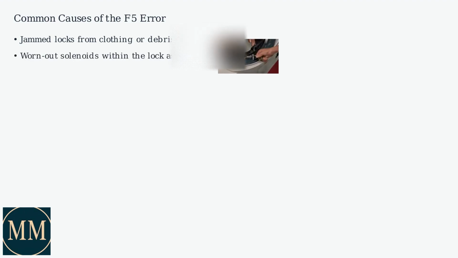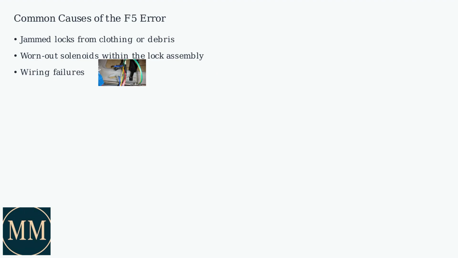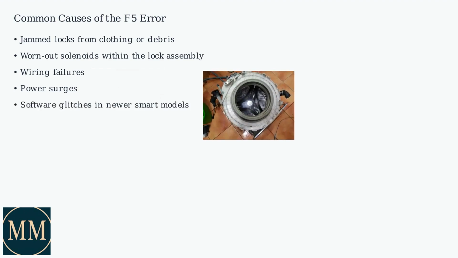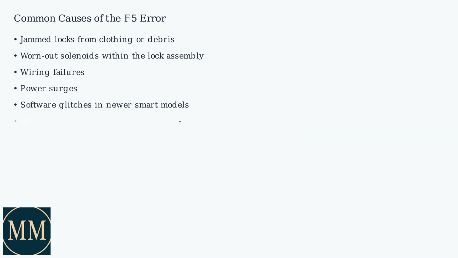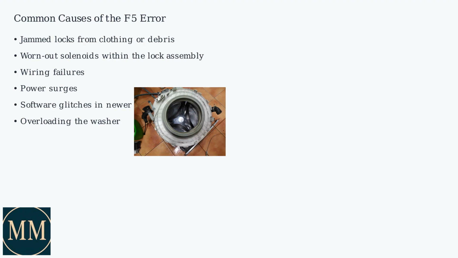Worn-out solenoids within the lock assembly are another frequent cause, as these components can fail after repeated use. Wiring failures, such as damaged insulation or loose connections, can interrupt the electrical signals needed for the lock to function. Power surges can damage the lock's electrical components, leading to erratic behavior and error codes. Software glitches in newer smart models may cause false error readings, often resolvable with updates. Overloading the washer can strain the lock mechanism, increasing wear and tear over time.